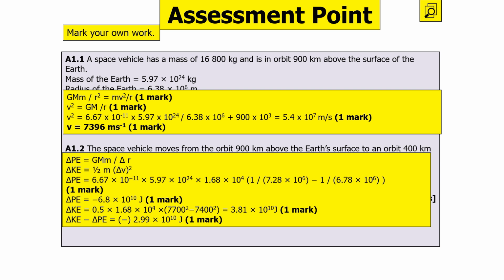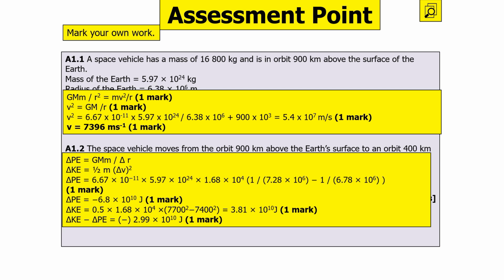Now again, in this next one, we know that potential energy is GMm over r, and kinetic energy in this case is a half mv squared, so we can work out the change in potential by doing it at 900 kilometers and doing it at 400 kilometers. But again, remember, we've got to work from the center of mass of the Earth to the actual object, and that gives us a change in potential energy equal to minus 6.8 times 10 to the 10 joules.